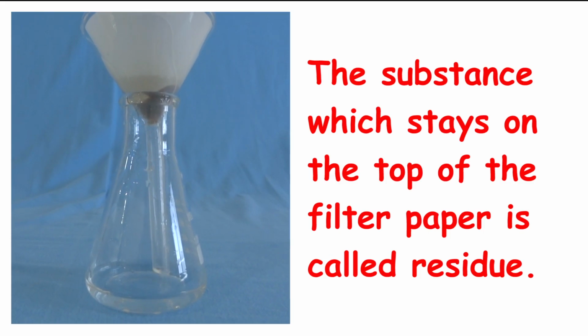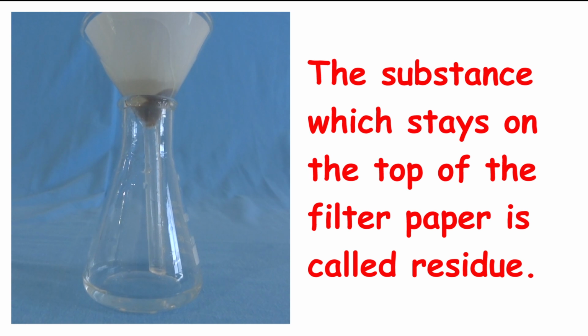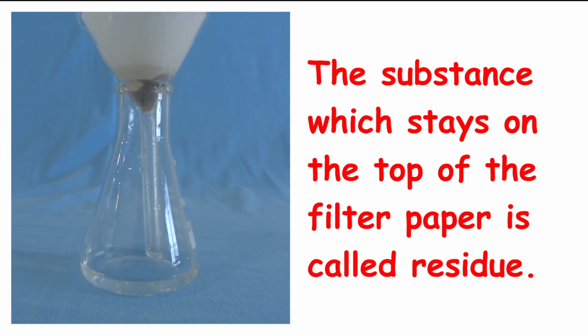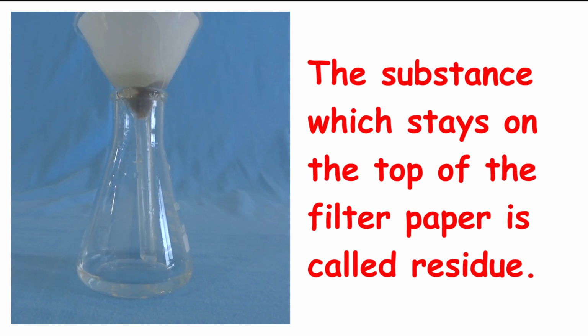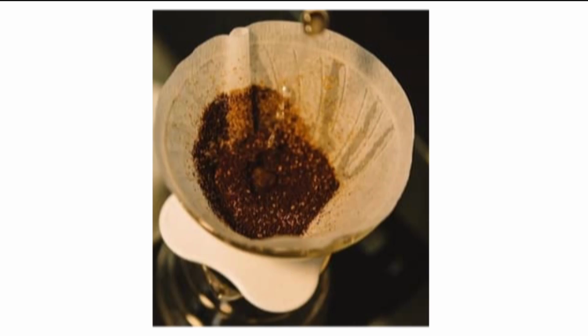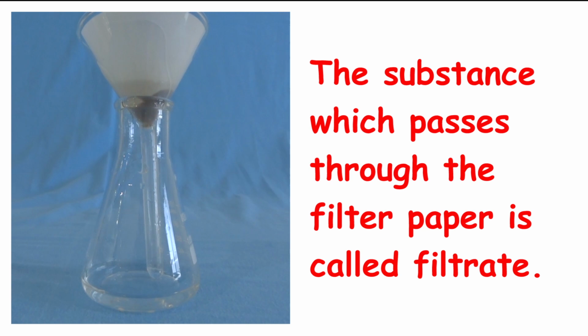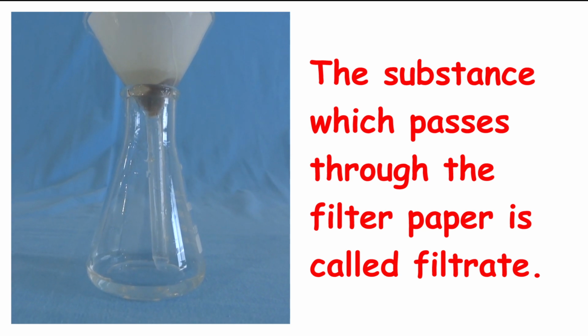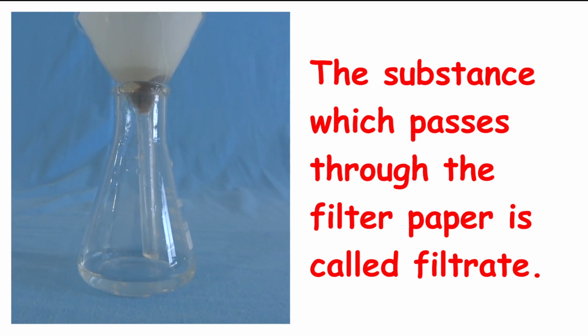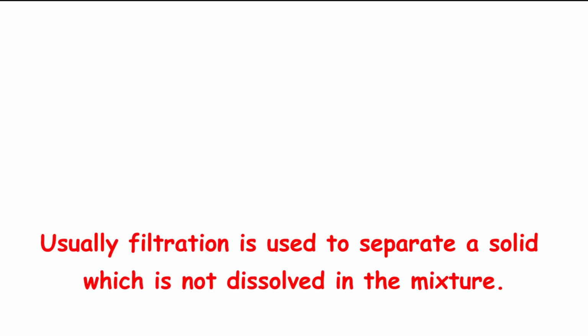The substance which stays at the top of the filter paper is called residue, which is the sand in this case. And the substance which passes through the filter paper is called the filtrate, which is water in this case. Do you know other examples of filtration from our daily life?